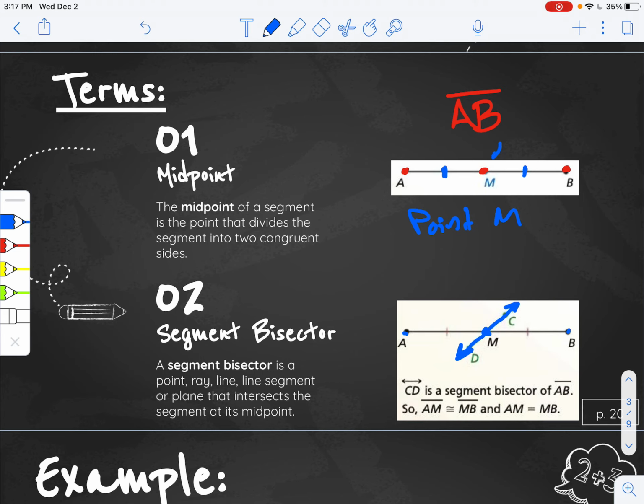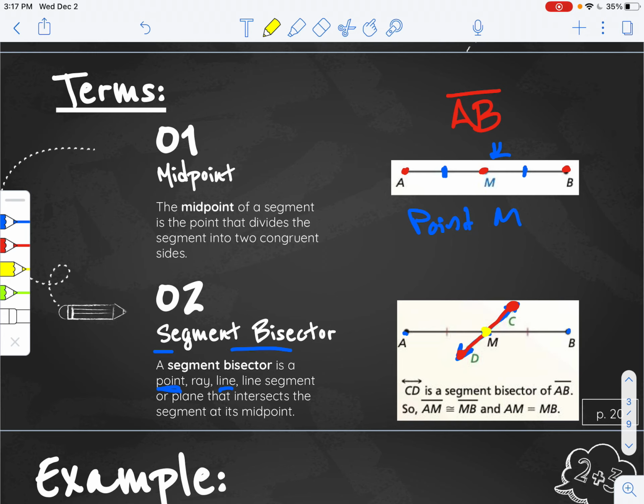So not a huge change there. When we had the definition of a midpoint, we knew for sure it was talking about a point. When we look at a segment bisector, then we could be talking about a line. Well, we could be talking about a point. We could be talking about a line. We could be talking about a line segment. It also says that we could be talking about a ray.